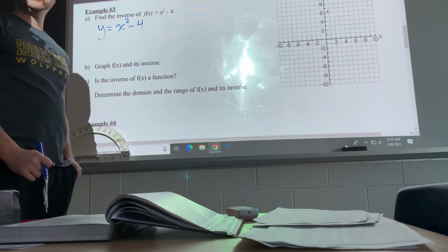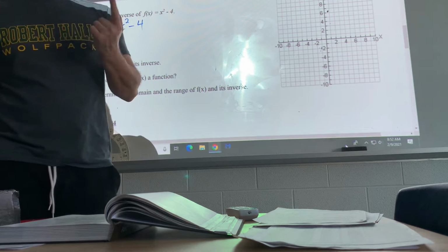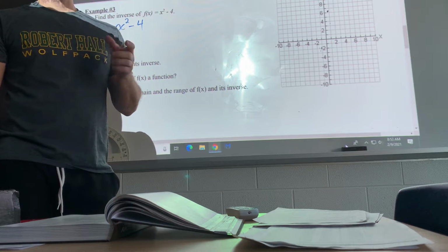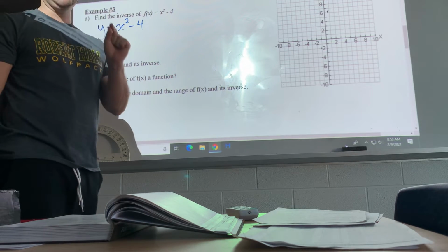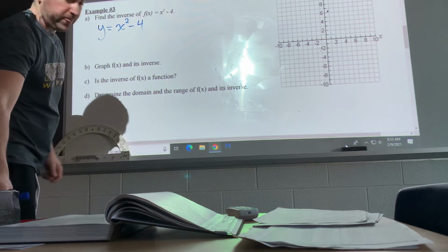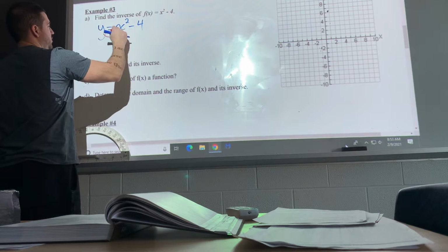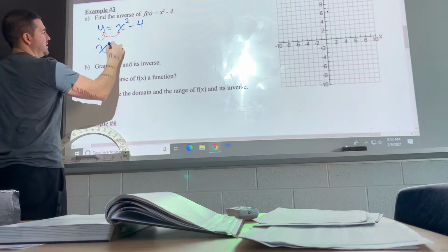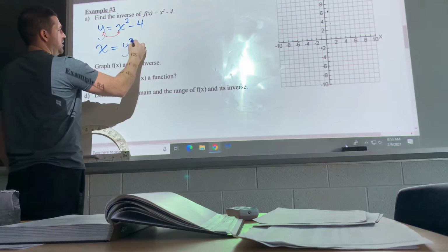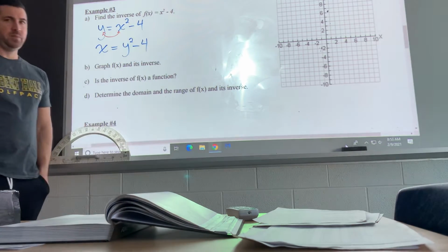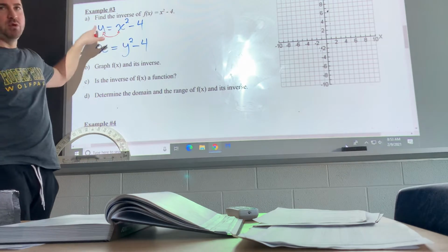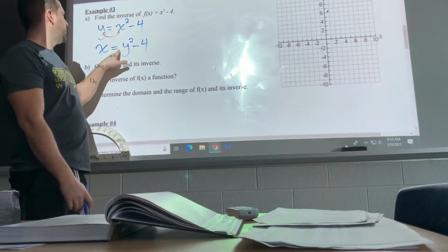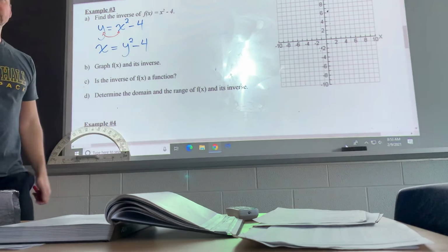Okay, second step, we're going to swap the y and x. Just the letter, leave the exponent where it is. So we're going to swap now, or interchange, the x and y. So x equals y squared minus 4. Do not bring the exponent with the x. We're just changing the letters themselves.